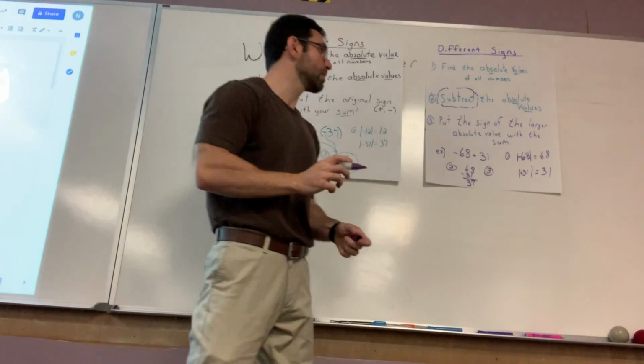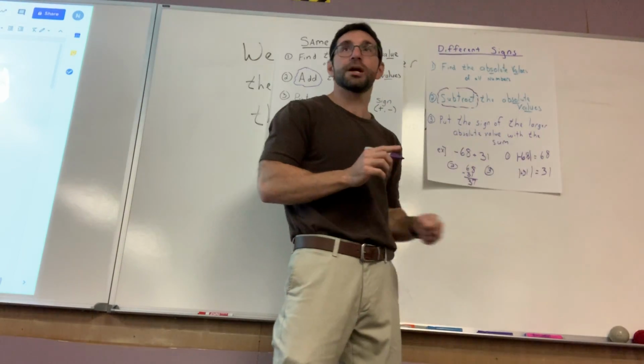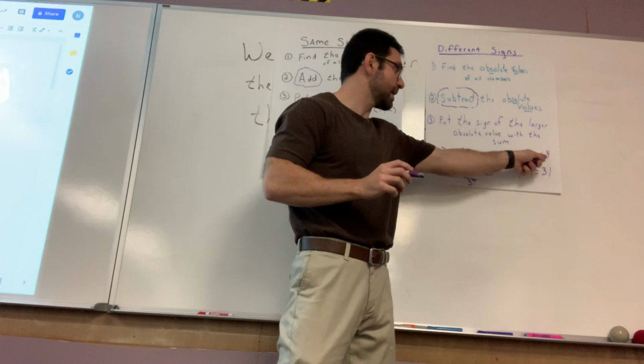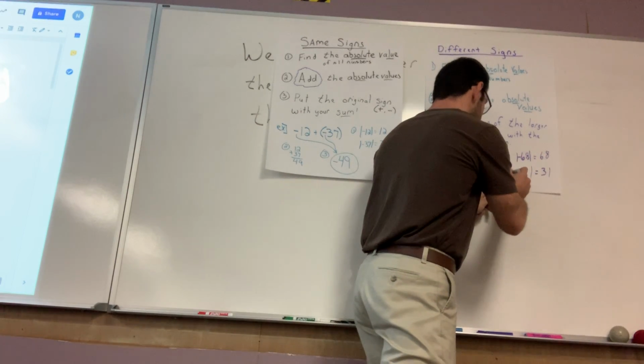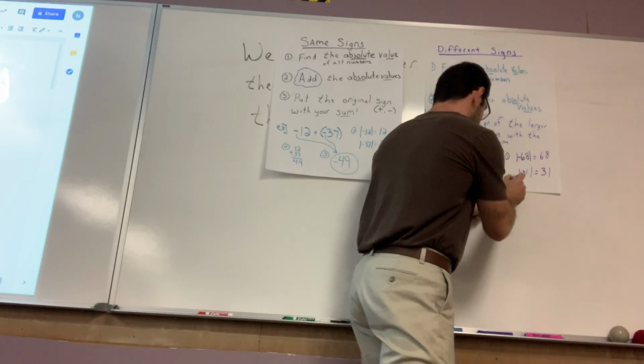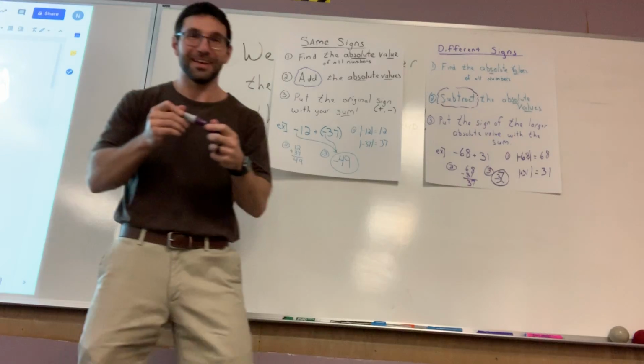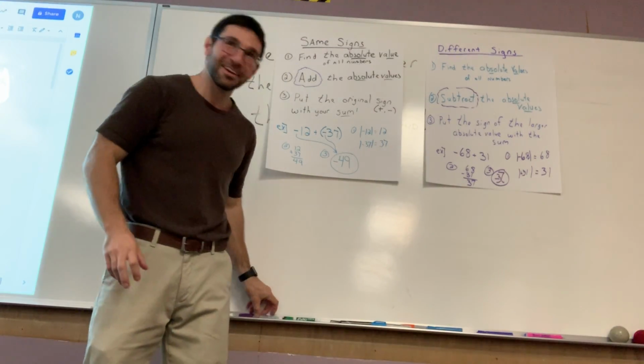Step 3, put the sign of the larger absolute value. Well, 68 was the larger absolute value. What was the sign of 68? Negative. So that gives me negative. Oh man, I'm going to make that a 7. Negative 37. It's a very fancy 7. You're welcome.